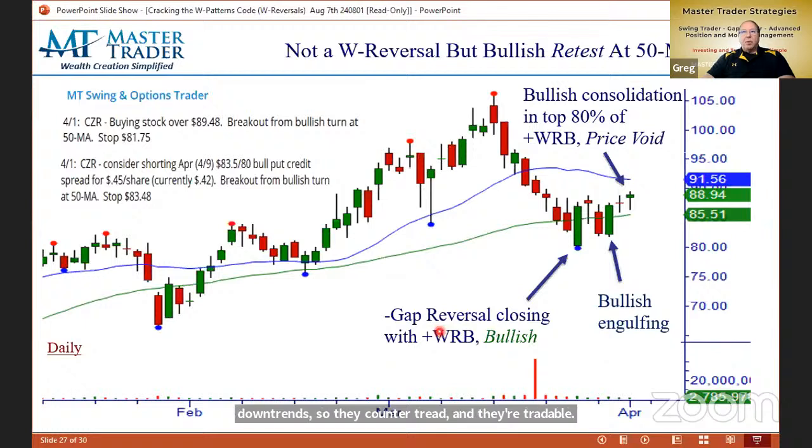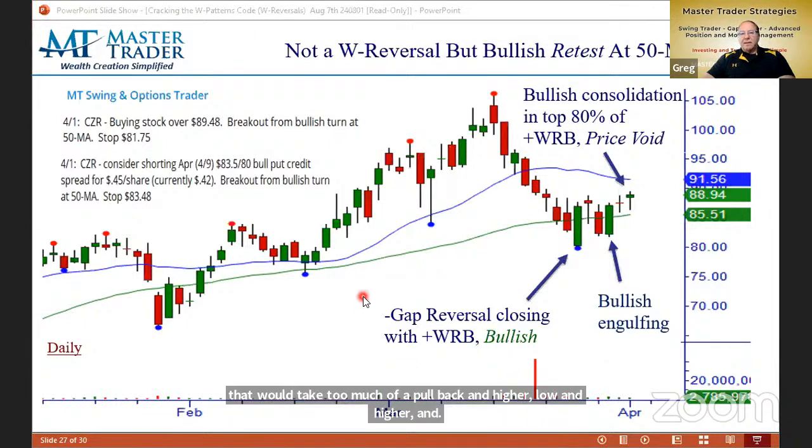How many will go on to a stage 2, meaning an uptrend? I don't know, and I don't care. It's a short-term trade. I wouldn't be able to tell you. I'm not going to be in it by the time it gets to a stage 2, because that would take too much of a pullback and higher low and higher high. And if it can ever get there, we'll find it.